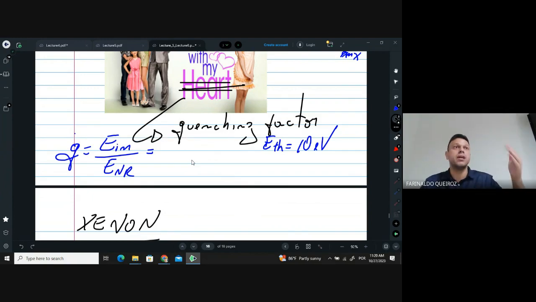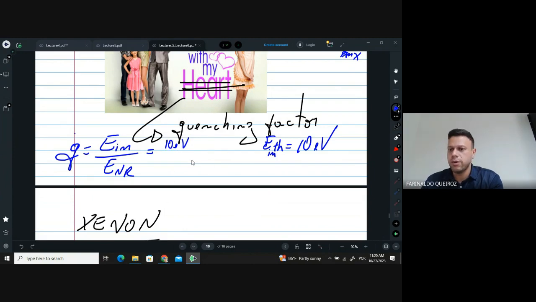I don't measure recoil energy. What I measure is the amount of electrons or the amount of vibration. That's what I measure. I do not know the energy recoil. I can convert what I saw back into energy recoil, right? But I don't measure energy recoil. So I say, okay, I need to measure an ionization energy of 10 eV. And if I measure 10 eV here, then the quenching factor is equal to 1.